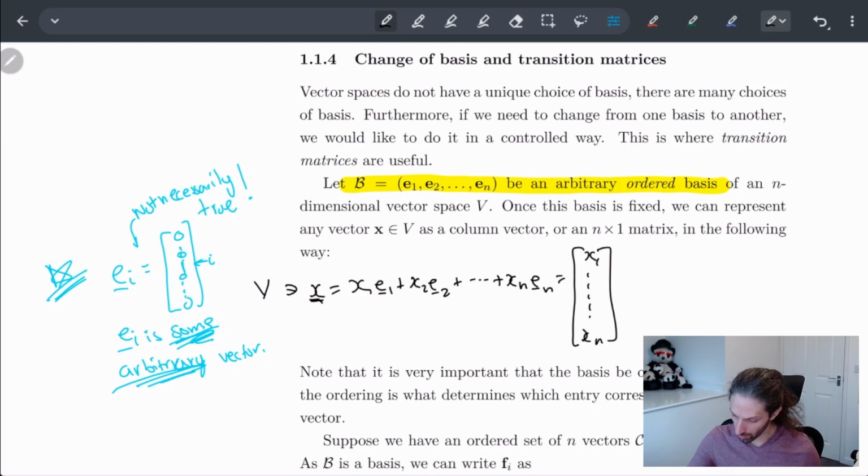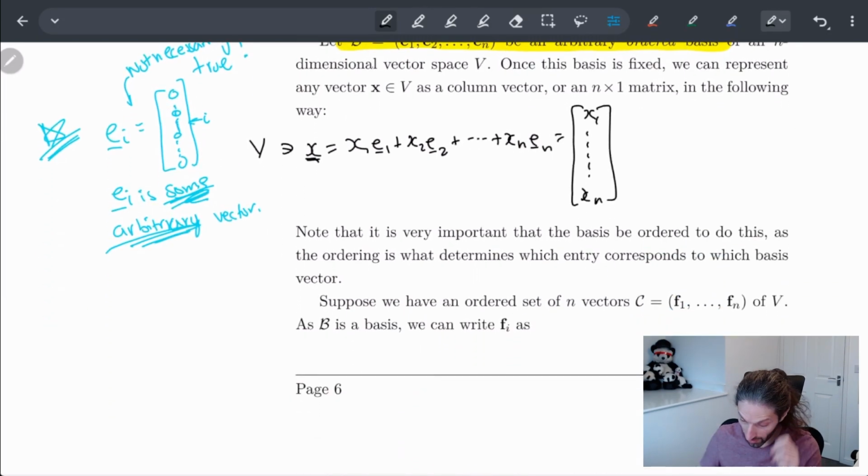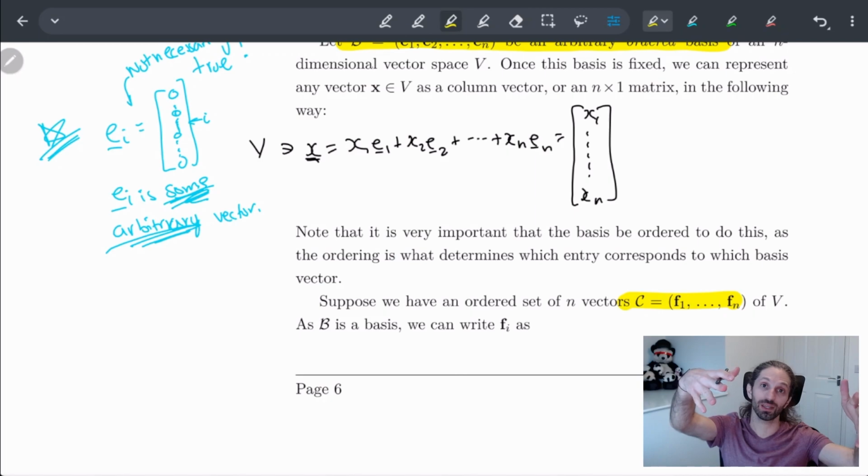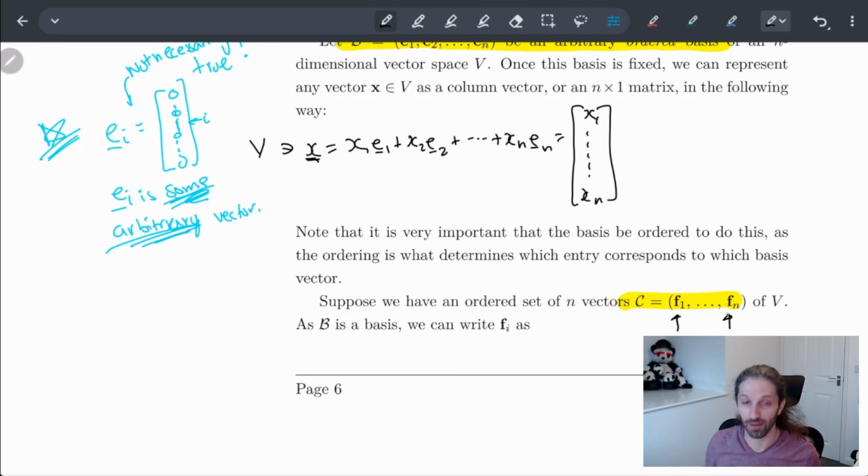So for example, how is this dependency working? Say I have some other vector space, call it C, and here I have the vectors f1 to fn. We're going to try to go from the original basis B to C. So since B itself is a basis, we can write each of these vectors f1 to fn as linear combinations of the elements of B.